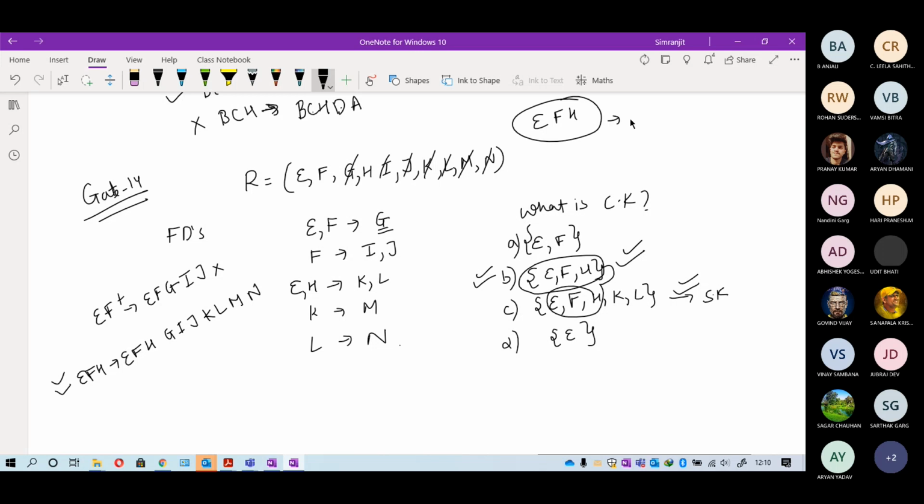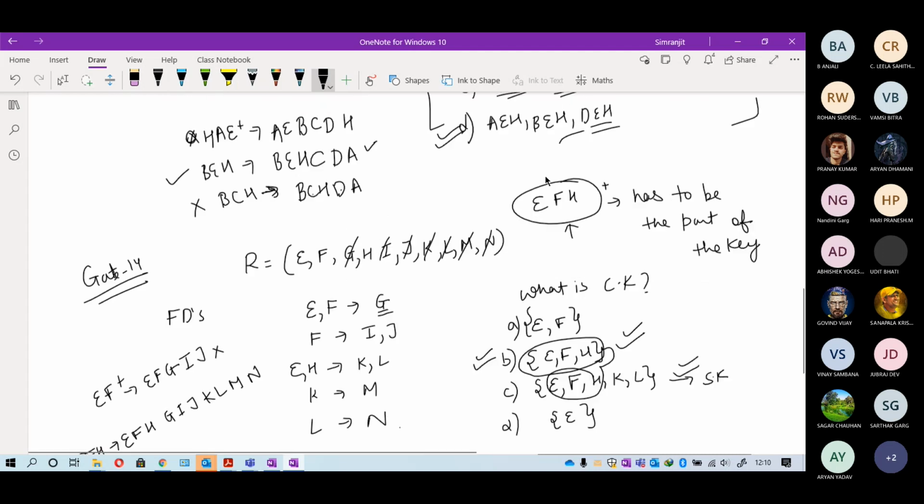So EFH has to be a part of the key. It's very simple to understand. Okay, so first try out the combination EFH, then try out others. If EFH is able to extract out all the components, then there will be no other candidate key. Why? Because EFH is mandatory. EFH has to be mandatory because EFH is not extractable from anywhere.